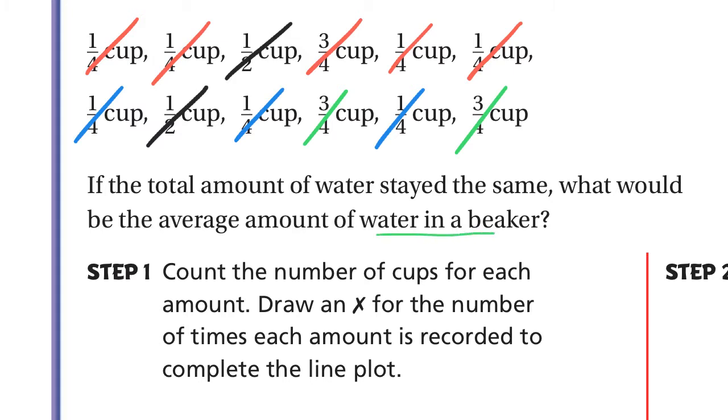a beaker? So if I want to find the average amount of water, all I'm going to do is add up the total amount of water and divide by the number of beakers, and that's the number of containers. So add up all the values and then divide by the number of beakers.